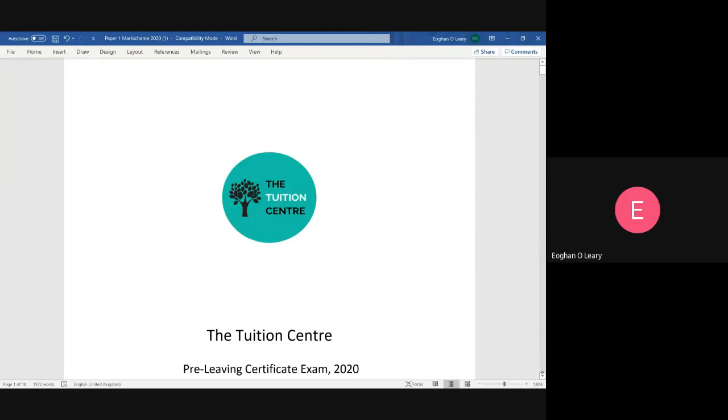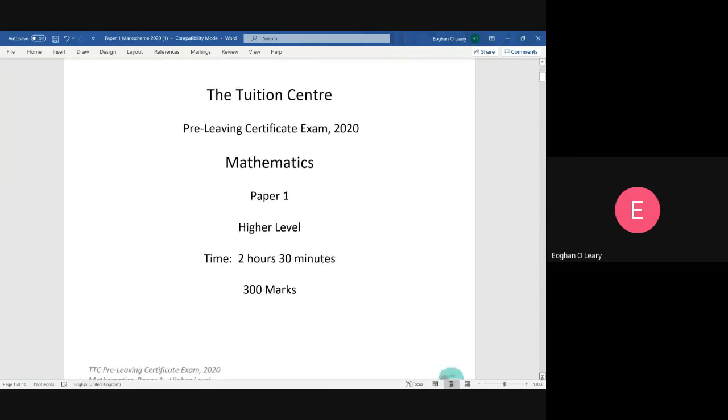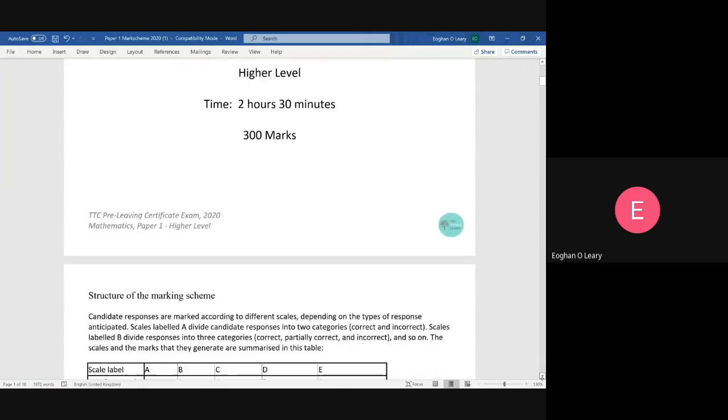Okay, this is Paper 1, 2020 Tuition Centre Pre. As you know, there's 300 marks and it's 2 hours and 30 minutes. So I'm going to hand you over now to Andrea, and she's going to speak about the structure of the marking scheme.